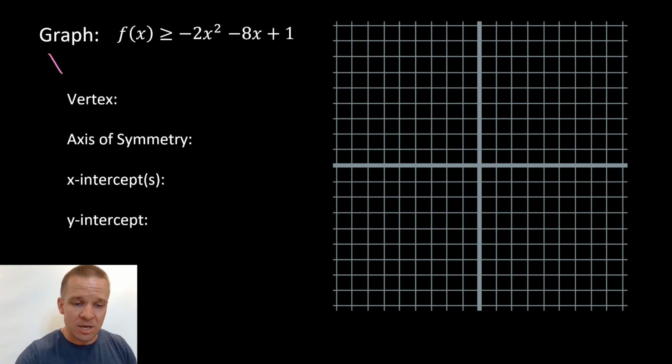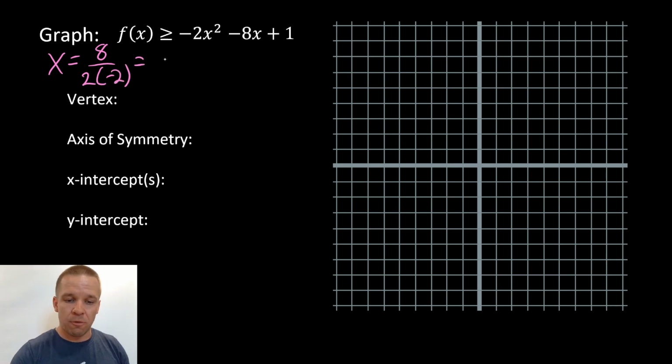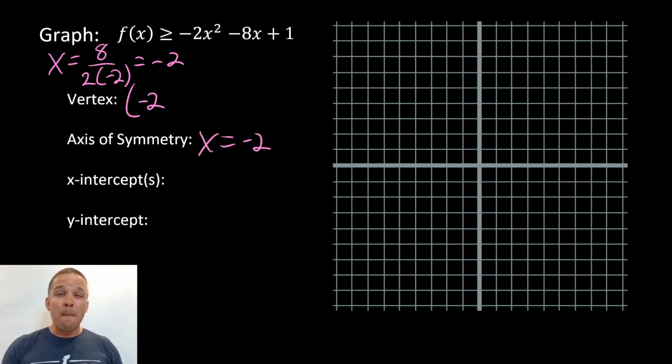So I'm gonna have x equals, and the opposite of b would be positive 8 divided by 2 times a. So this is going to equal, well, 8 divided by negative 4 is going to be negative 2. So that's my x-coordinate of the vertex and also my axis of symmetry if we choose to graph that. Main thing we want to graph is the graph of our parabola with like 5 points and get our shading down. Those are the general requirements for graphing quadratic inequalities. X-intercepts and y-intercepts, not necessary to write them down, but we can.